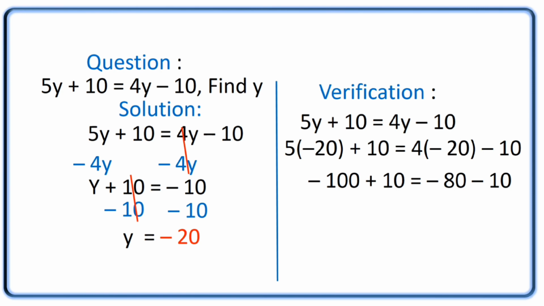Minus 100 plus 10 is equal to minus 90. Minus 80 minus 10 is equal to minus 90. On both sides you got minus 90. Then it is verified.